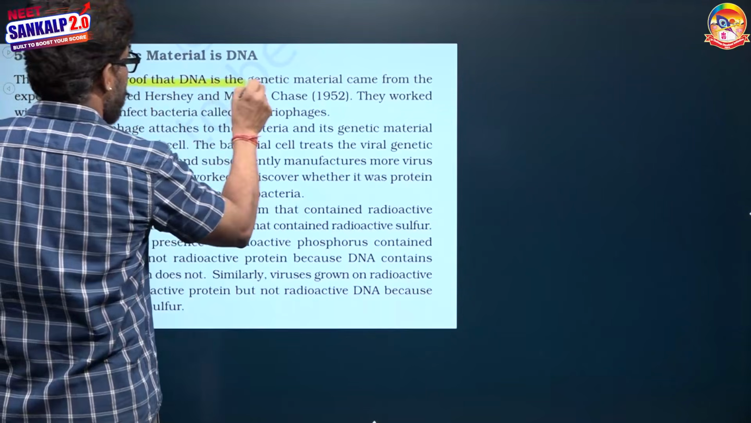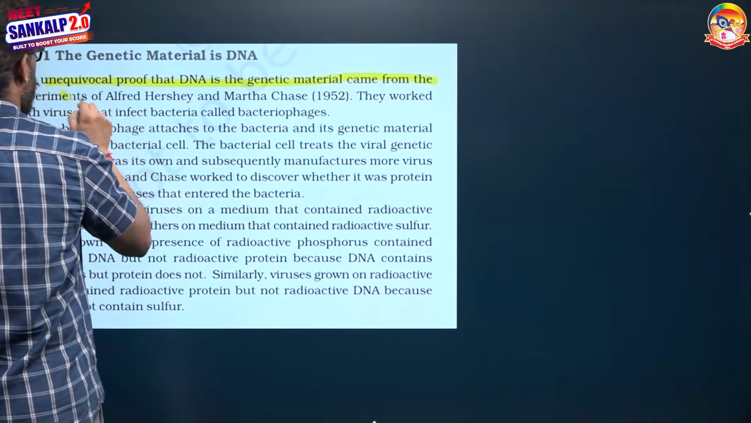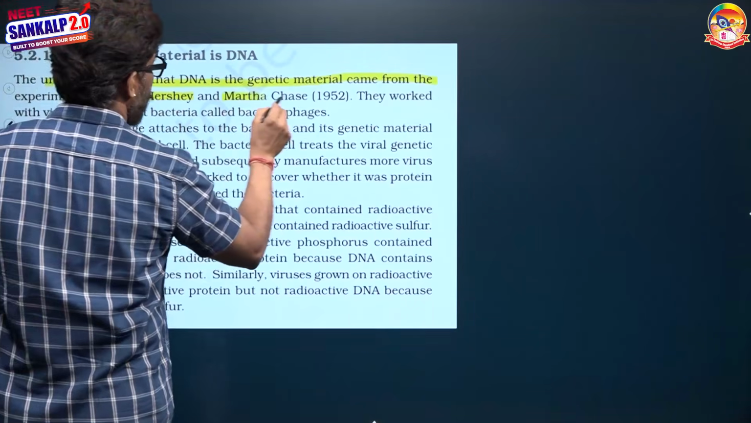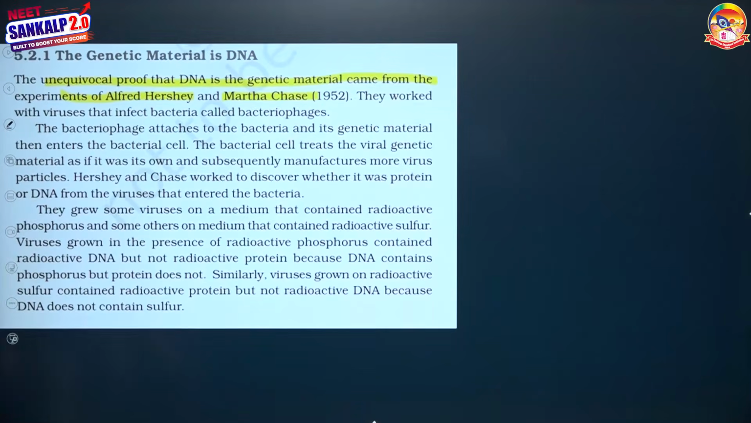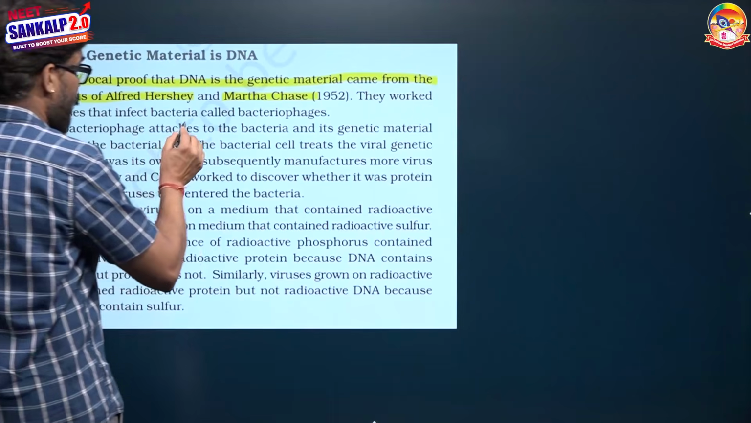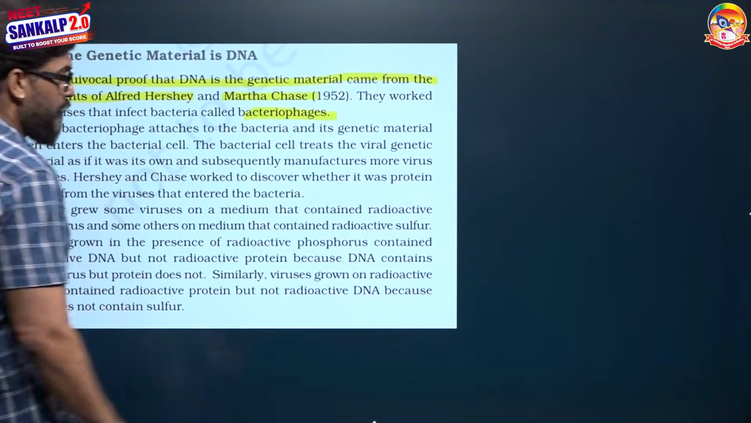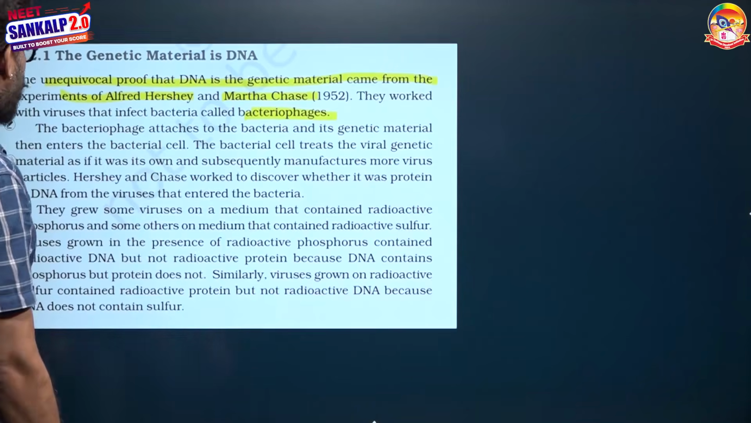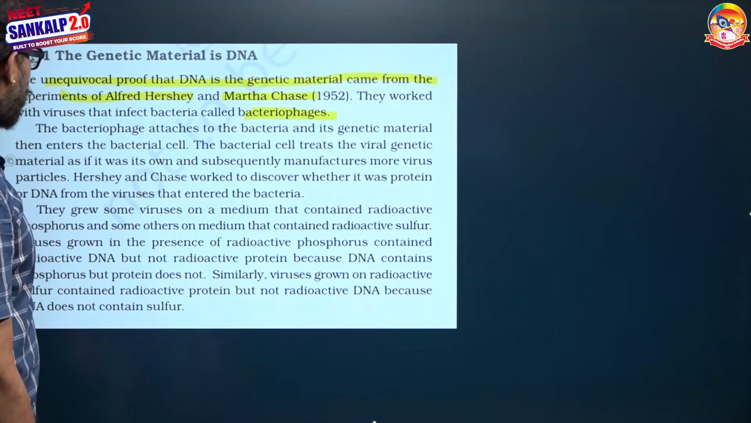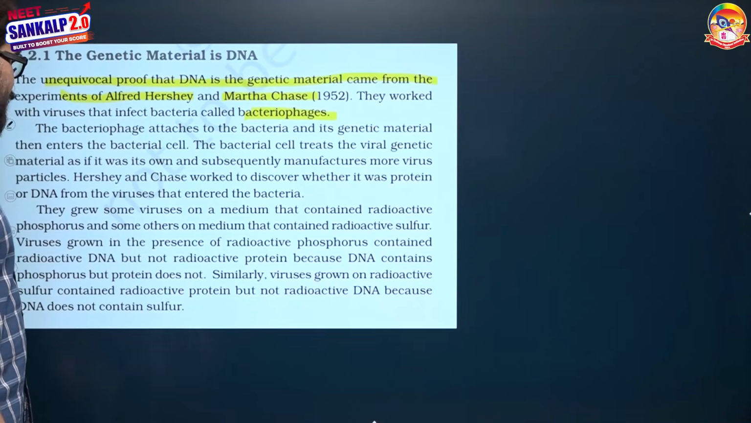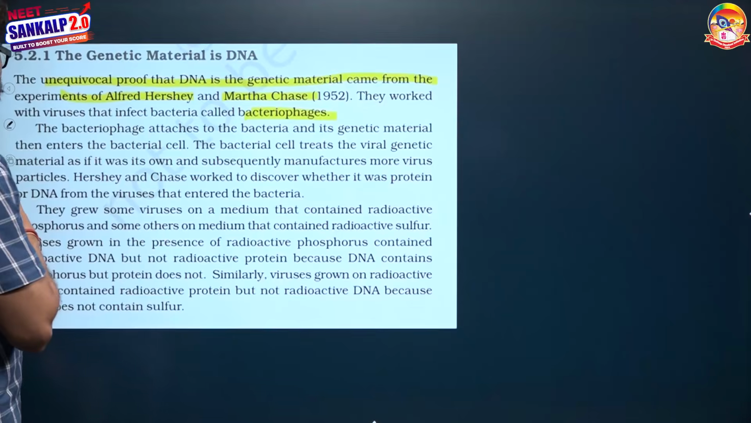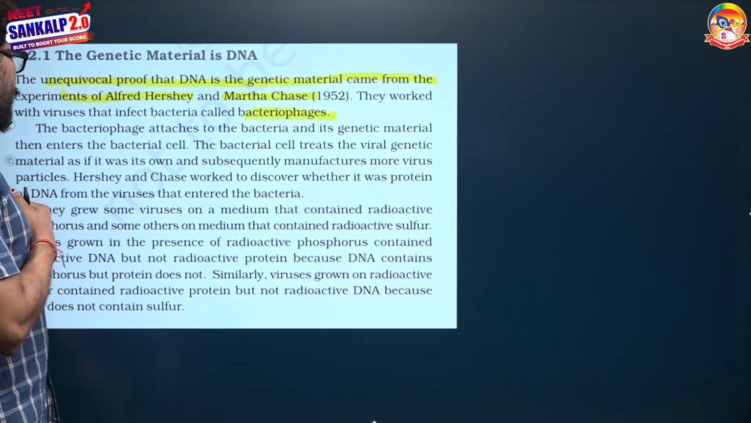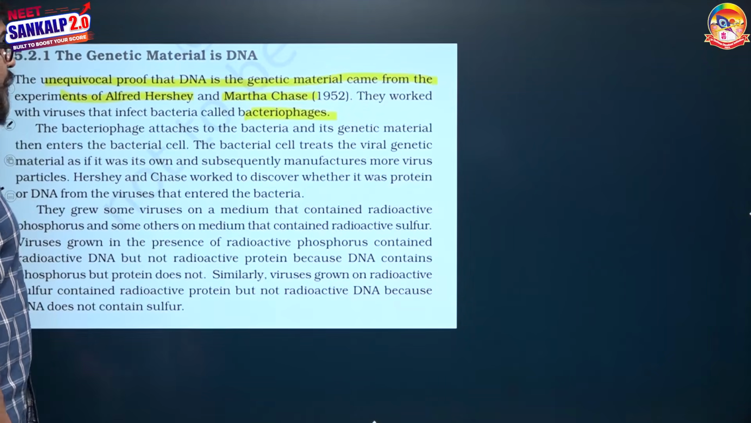Unequivocal proof that DNA is the genetic material came from the experiments of Alfred Hershey and Martha Chase in 1952. They worked on viruses that infect bacteria, meaning bacteriophages, and we know bacteriophages have double stranded DNA as genetic material. The bacteriophages attach to the bacteria and their genetic material then enters the bacterial cell. We know that pretty well. The bacterial cell treats the viral genetic material as its own and subsequently manufactures more virus particles.